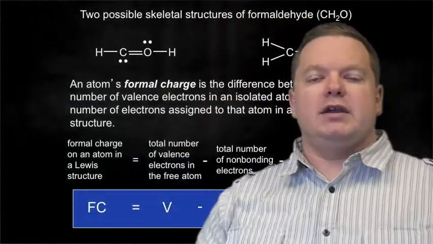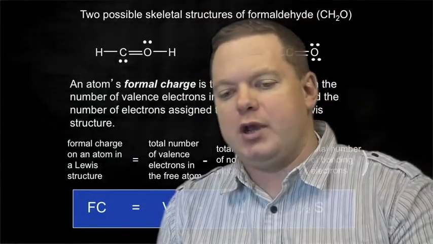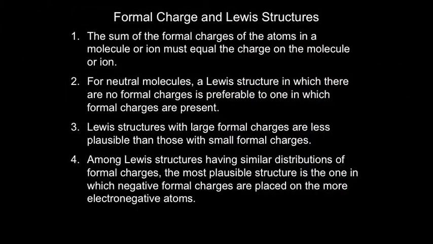We'll come back to that in a second and apply it back to which one of these up here is the better structure. But in general, some things about formal charges. The sum of the formal charges on the molecule, or on all the atoms, has to equal the charge of that molecule. So if the molecule is uncharged, then the sum of the formal charges must be 0. If it's a -1 charge, then the sum of the formal charges must be -1. We prefer to have, for neutral molecules, the Lewis structure that has no formal charges, or all the formal charges are 0. That's the preferred situation.